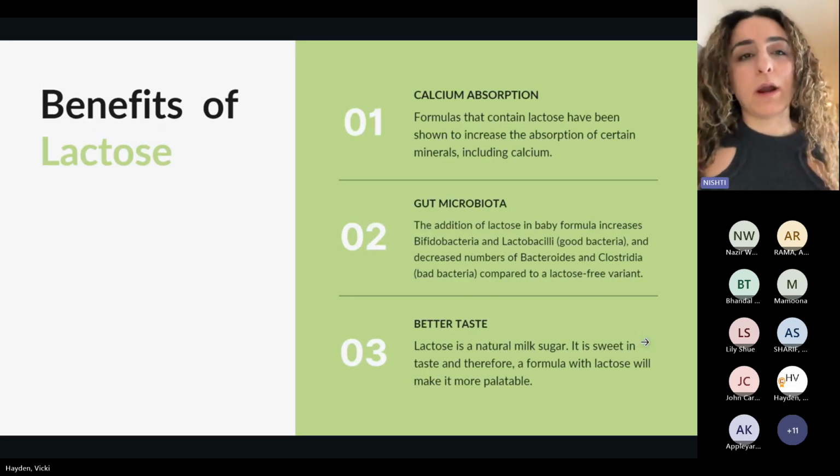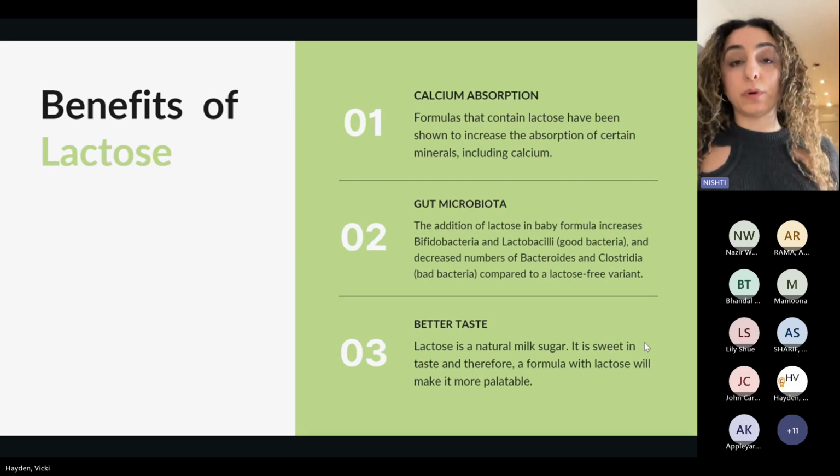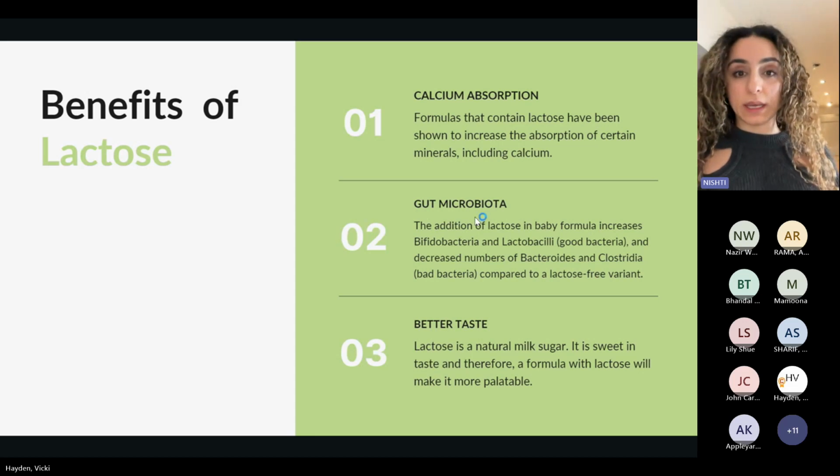So I just want to talk, there are major benefits of lactose, and we've had a lot of children put on a lactose-free diet or omitting lactose unnecessarily long term. And we need to be mindful of that because lactose has been shown to have several benefits. For example, calcium absorption: there are a few studies to show that formulas that contain lactose can increase the absorption of certain minerals, most importantly calcium, but also zinc.